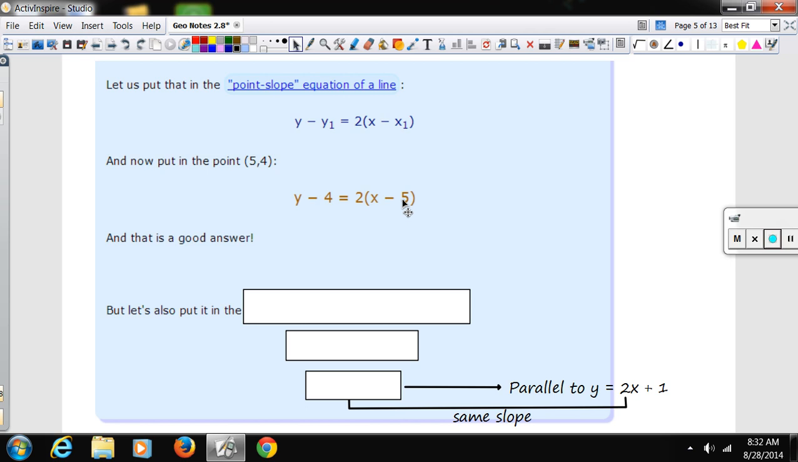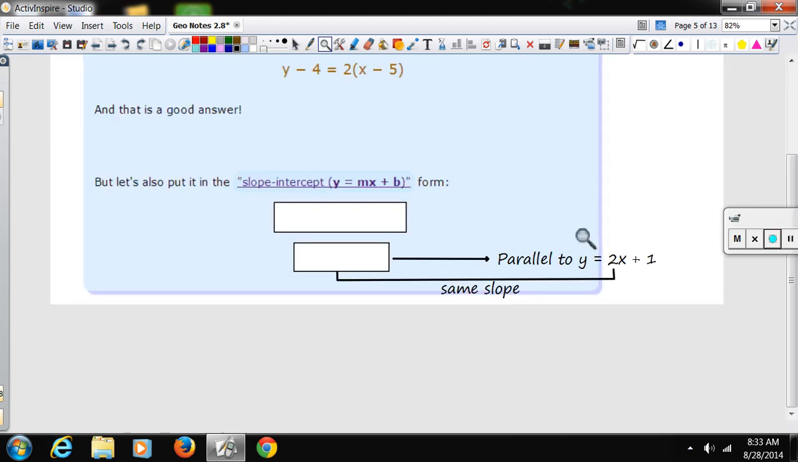So you just plug in the slope and you plug in the point. If you put those two things in, you can get it equal to y, and you'll have your equation. So my next step here was to put it in the slope-intercept form, y equals mx plus b. We want to take this equation, y minus 4 equals 2 times parentheses x minus 5, and put it in y equals mx plus b form. What's the first thing we would do? First thing I would do is distribute here. So I'd get 2x minus 10, and I have y minus 4.